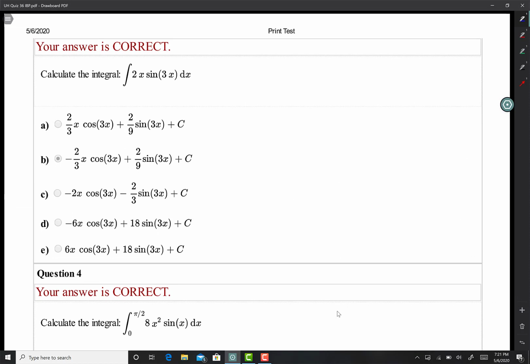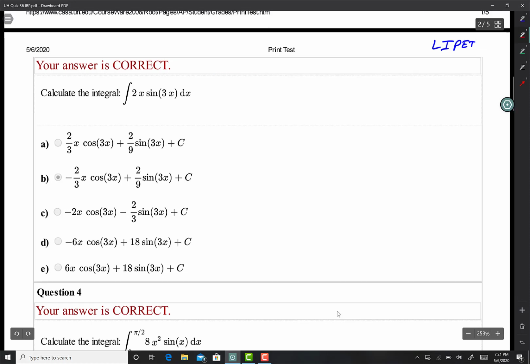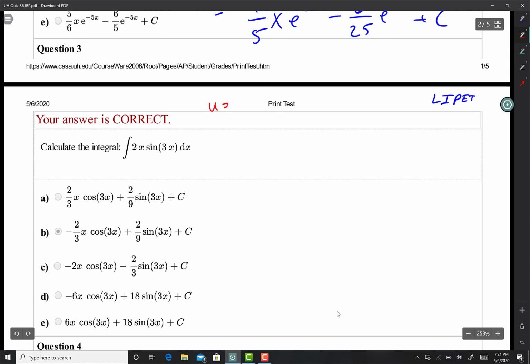So again, on this one, we're going to set u equal to 2x. And we're going to set dv equal to sine 3x dx. I'm using LIPET to help me out there. So u equals 2x. Oh, let's use a different color, right? It doesn't matter. U equals 2x. So du equals 2 dx. dv is going to be sine 3x dx.